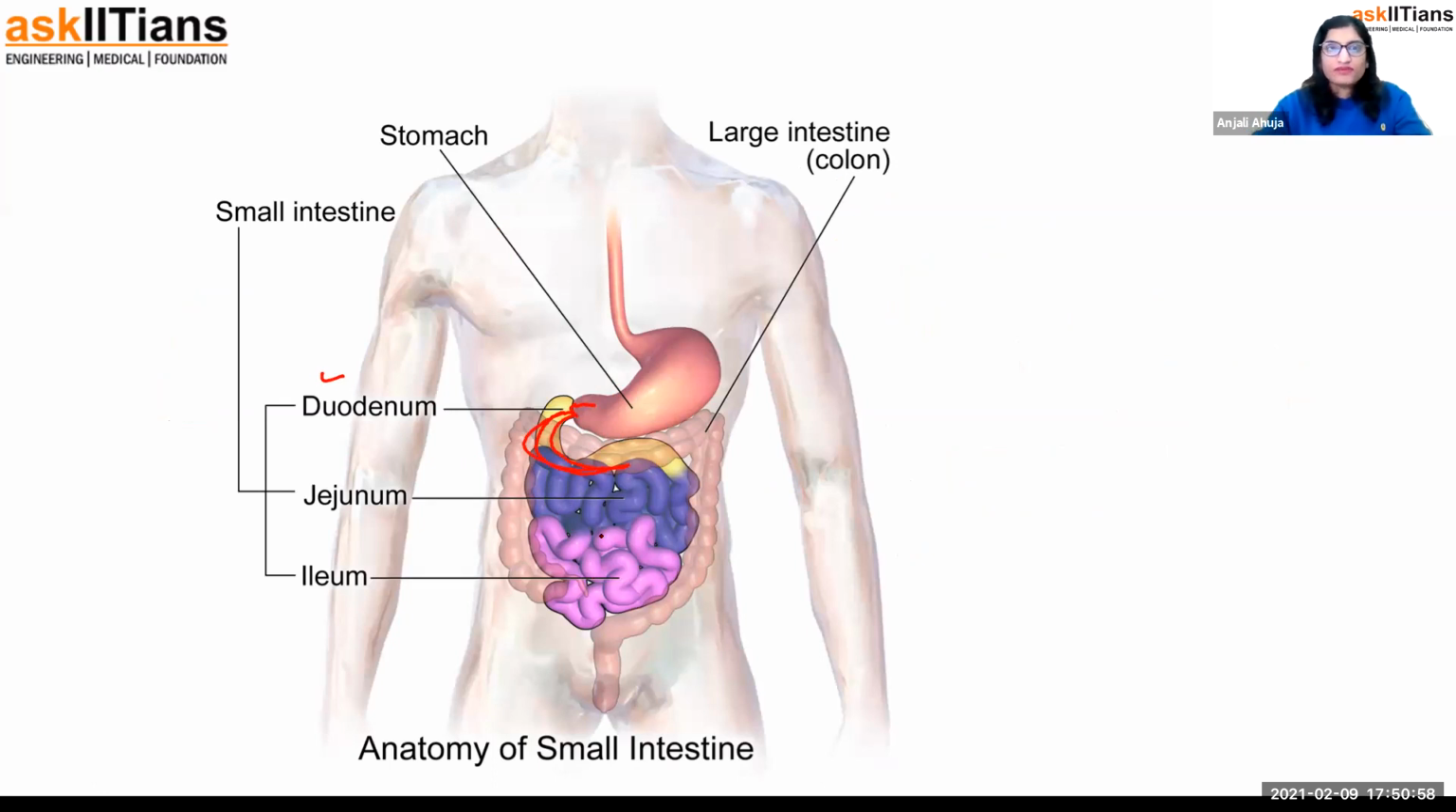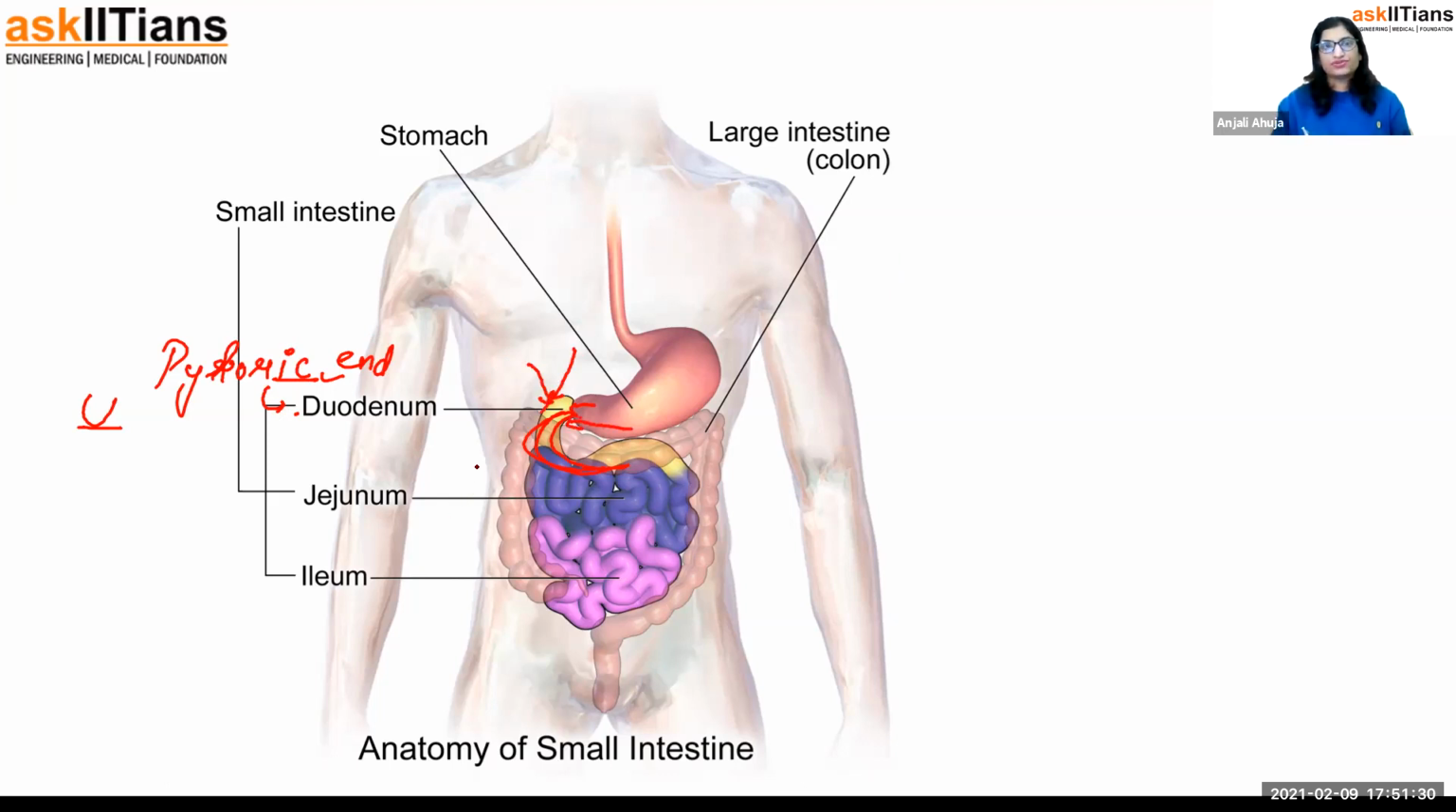Now talking about the small intestine, it is highly coiled. Talking about the duodenum, this is the proximal part. It is U-shaped, and is present near the pyloric end of the stomach. It also receives secretions from the liver, pancreas and gallbladder.